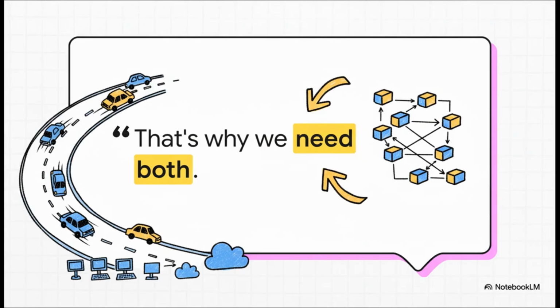You see where this is going, right? You absolutely cannot have one without the other. A highway with no cars on it? Useless. Cars with no roads to drive on? They aren't going anywhere. As the source material puts it so perfectly, that's why we need both.